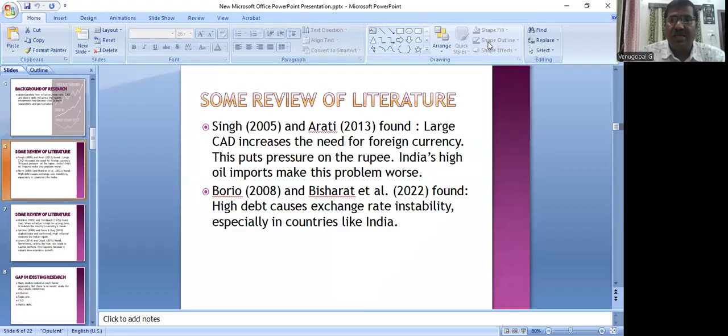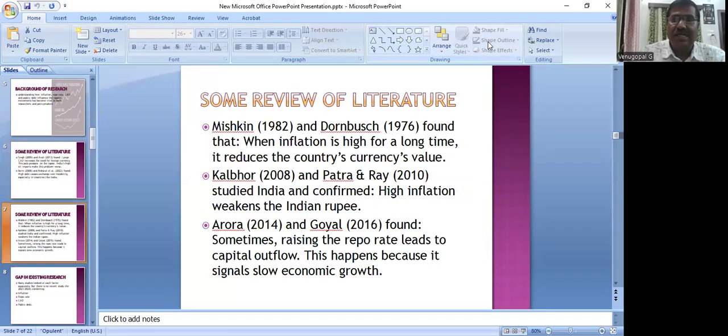So previously, some literature has already been done on this. Some researches have been done. Singh in 2005 and Arti in 2013 found large current account deficit increases the need for foreign currency, thus the pressure on rupee, and India's imports will increase the rupee depreciation. Similarly, Borio and Bisharat found that high debt causes exchange rate instability, especially in countries like India.